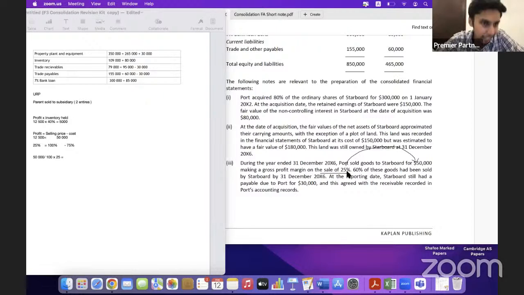That's my profit. But I am not looking for profit. No, guys, I am looking for what? Unrealized profit. So that's why I am multiplying it by 40%. How did we get 40%? Starboard sold 60%. So when someone sells 60%, they are left with 40%. So that's how we got the answer, 5,000. This is how we calculate URP.